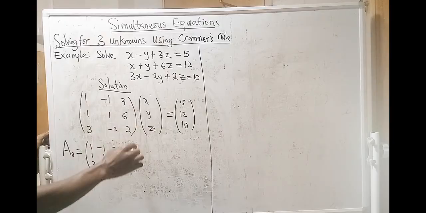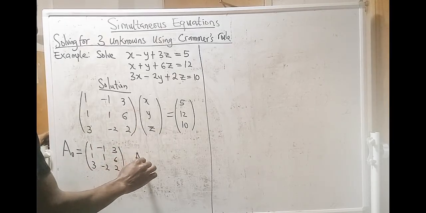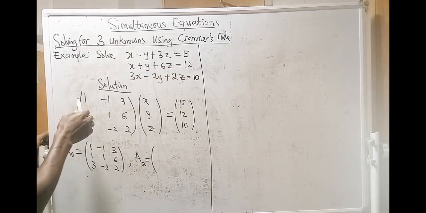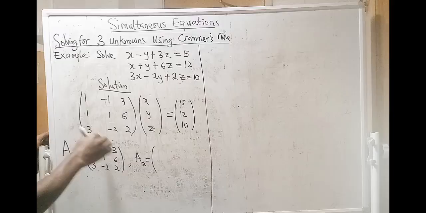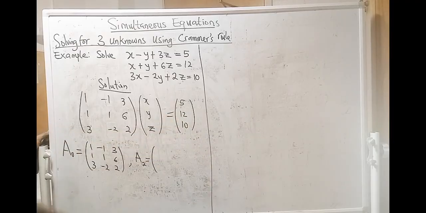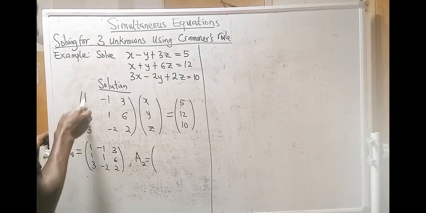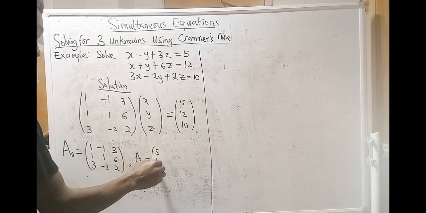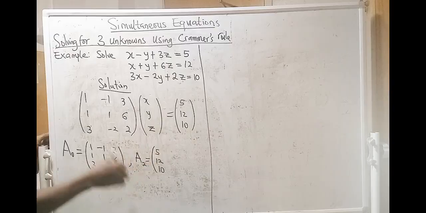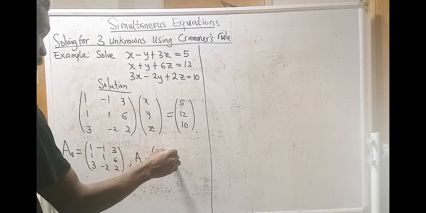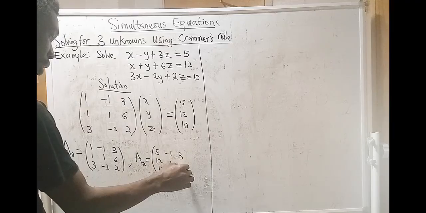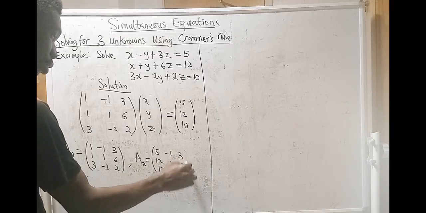Then my second matrix will be A1, which I will call, remember, I'm going to replace this column with this column matrix on the right hand side. So here becomes 5, 12, and 10. I'm replacing this with this, and then I write this back. I have -1, 1, -2, and then 3, 6, and 2.